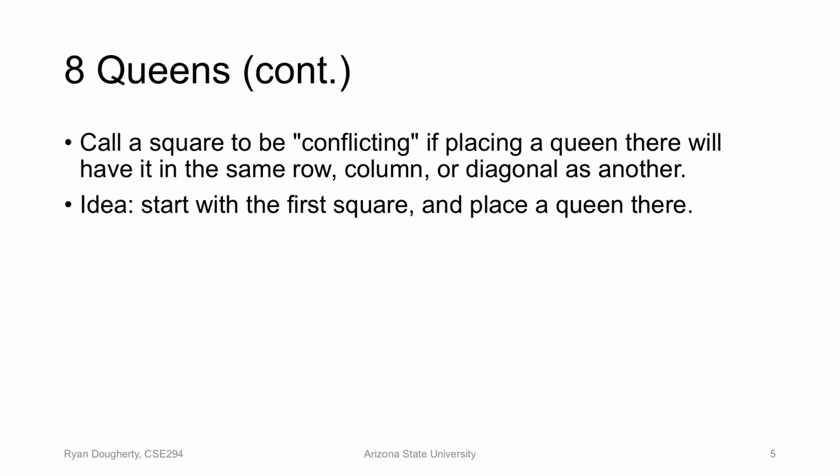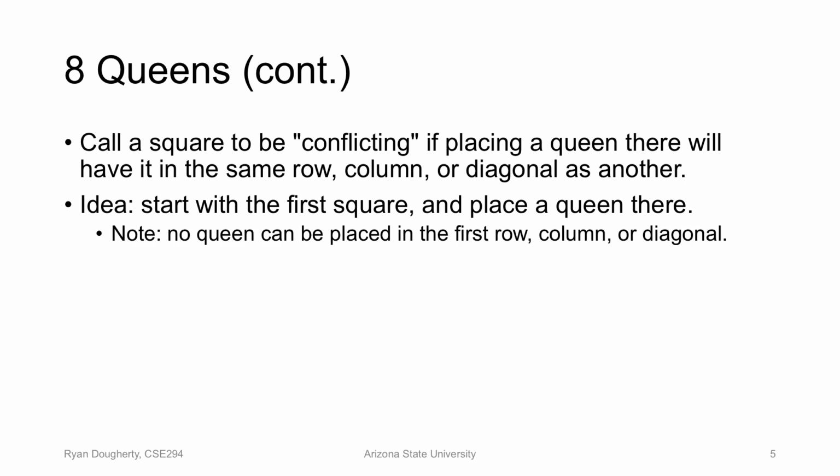You can pick any square you want, but I'm just picking the start square to start with. I have 64 different possibilities I can choose here. Then no queen can be placed in the, I'm going to do a figure of this in a second, but no queen can be placed in the same row, column, or diagonal. So this is what the constraint satisfaction is.